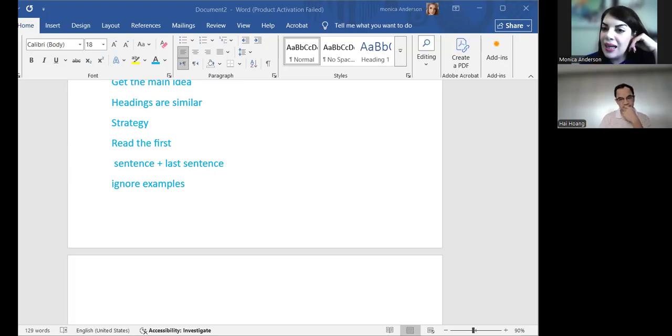So this is about matching heading. And then the next one is matching information. So it's number five, I think. So we have matching information. This is about detail. It's not about main idea.